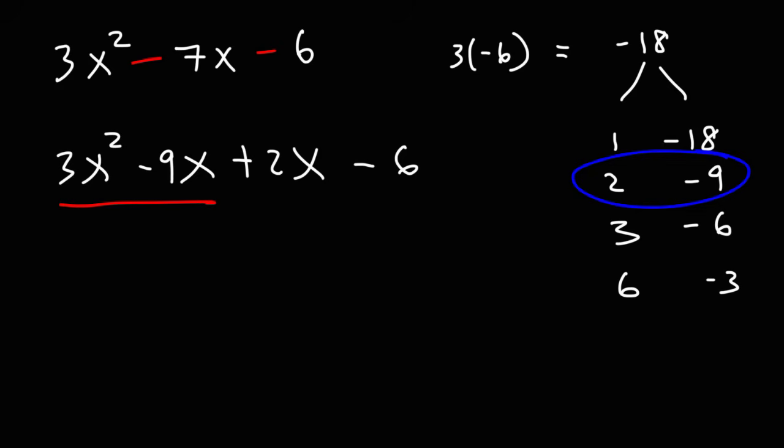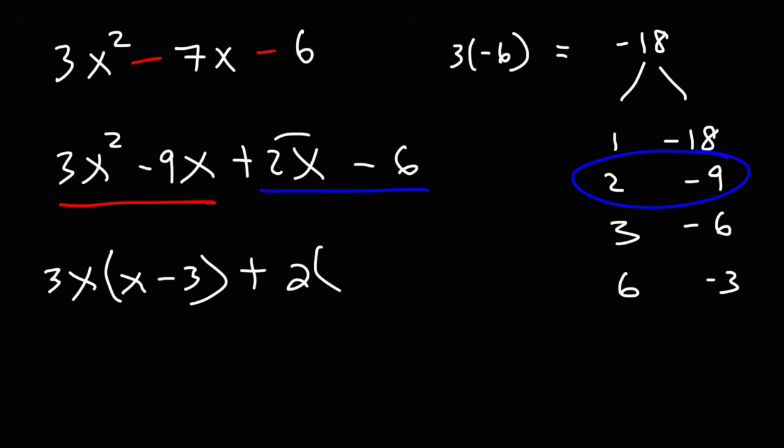Now let's take out the GCF in the first two terms. So that's going to be 3x. 3x squared divided by 3x is x. Negative 9x divided by 3x is negative 3. Now for the last two terms, let's take out the GCF, which is going to be 2. 2x divided by 2, that's x. Negative 6 divided by 2 is negative 3.